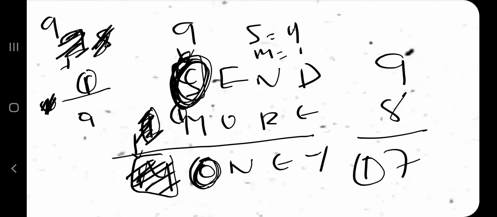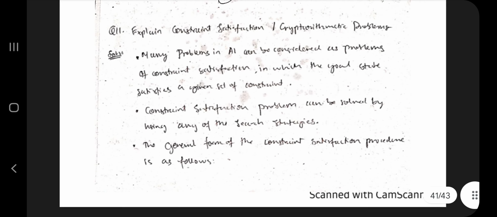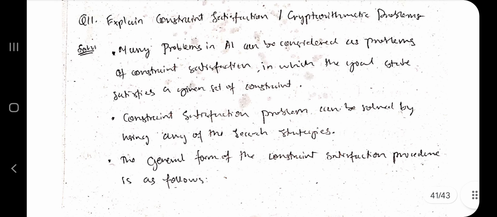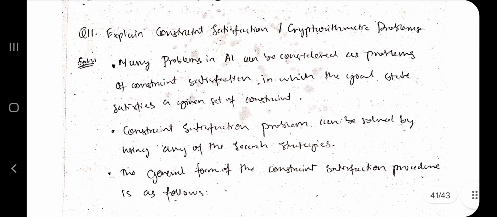So 9 plus 1, 10. O value I got as 0. Like that, we'll keep on proceeding until we find all the constraints satisfied and we reach the final solution. That's what is the constraint satisfaction or cryptarithmetic problem.